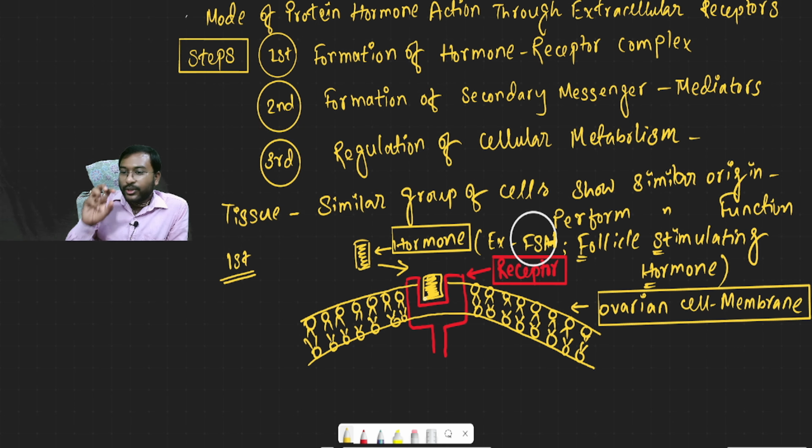Okay, so within the targeted tissue, the cell contains a cell membrane or plasma membrane, and within it these receptors are present. The nature of the receptor is proteinaceous. That's why this receptor is known as the hormone receptor, because it accepts hormone molecules. So when FSH, follicle stimulating hormone, comes to its targeted tissue, say the ovarian cell membrane, hormone receptors or protein receptors are present there. FSH comes and binds with this receptor to form a hormone receptor complex.